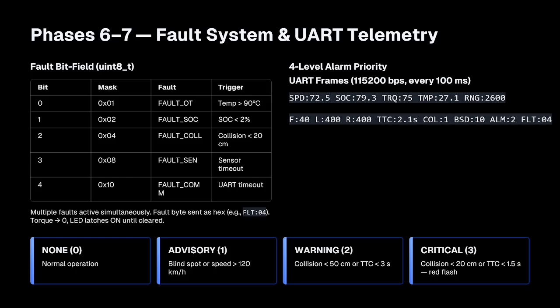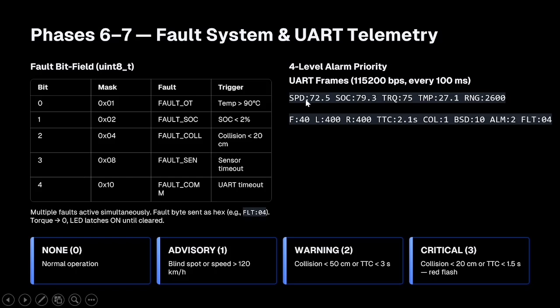Then the alarm system has 4 priority levels. None or normal is when the system is working normally. Then advisory: blind spot or speed above 120 km per hour. Then warning is raised if the collision distance is less than 50 centimeters or TTC is less than 3 seconds. Critical if the collision distance is less than 20 centimeters or TTC is less than 1.5 seconds. Also, red flashes on the Python dashboard.